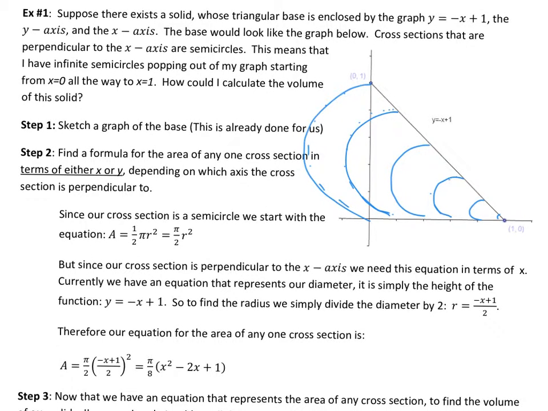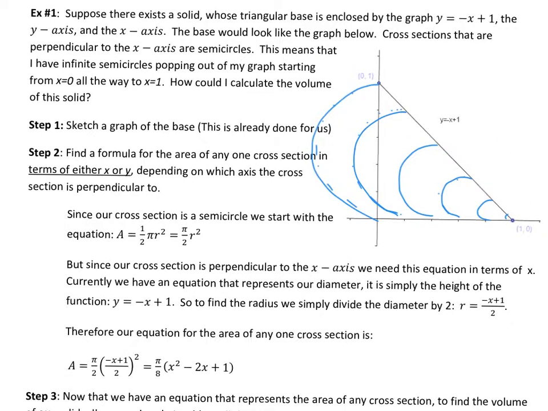But remember, our cross section is perpendicular to the x-axis, so we need an equation in terms of x. Well, this is the diameter, right? This function here gives us the diameter. So negative x plus 1 will give us the diameter, but our formula is in radius. So we need something for the radius. It's simply the height of the function divided by 2, right? Divide the diameter by 2. So here's what the radius must be, right?